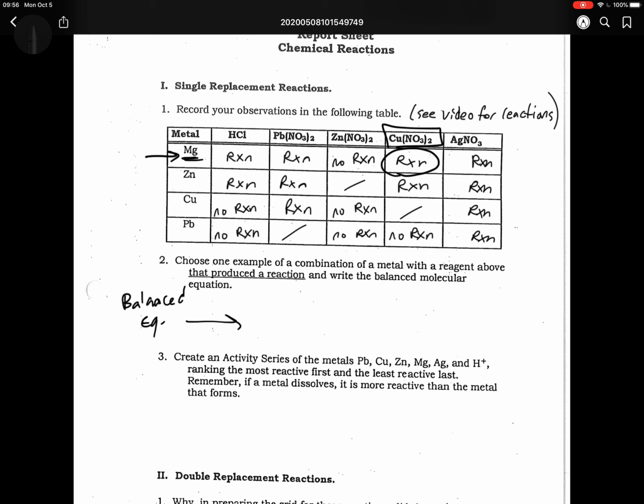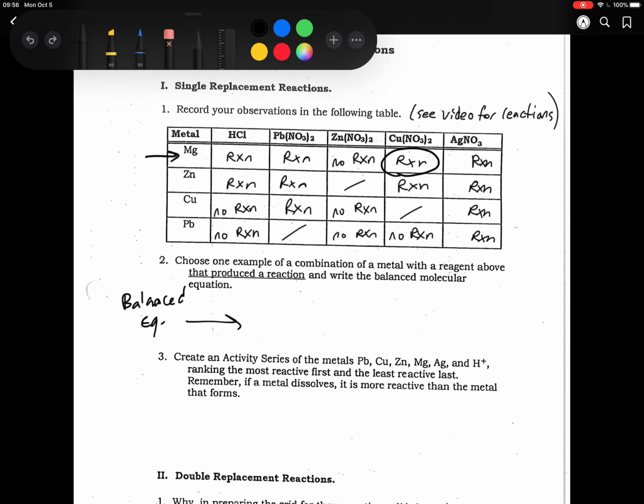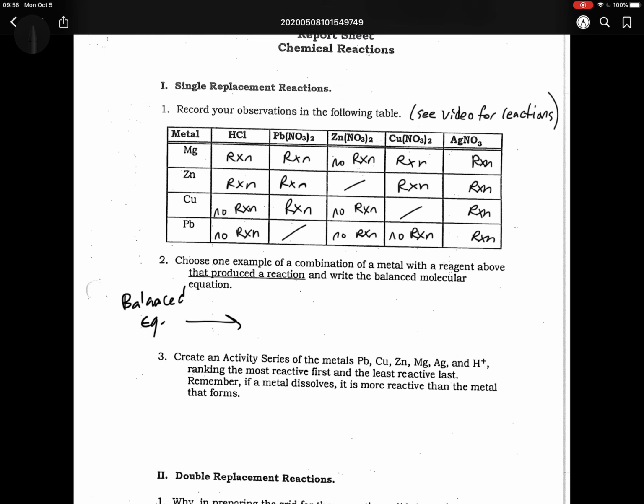For number 3 on part 1, you're going to rank all 6 metals. Now, some of you only see 4 metals. There are 6 metals. They are magnesium, zinc, copper, lead, hydrogen, and silver. You'll notice that there are no reactions when we react, let's say, lead with lead, right? The metals are both lead, so nothing's going to happen there. It's the same metal. So we're only looking for pairs where reactions happen or don't happen.